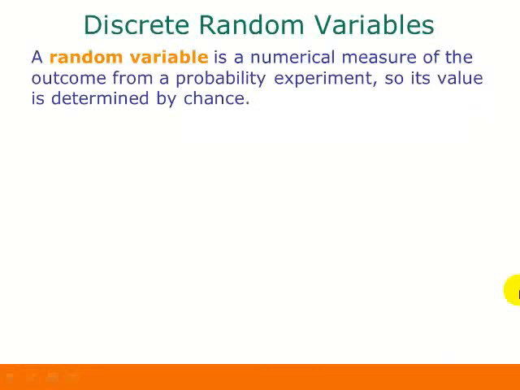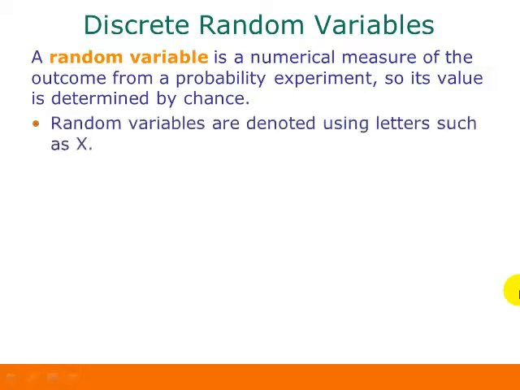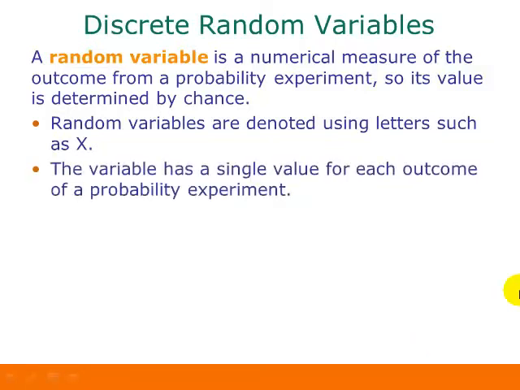A random variable is a numerical measure of the outcome from a probability experiment, so its value is determined by chance. Random variables are denoted using letters such as x. So these are variables just like you would have talked about in algebra: x, y, z, and so on. The variable has a single value for each outcome of a probability experiment.